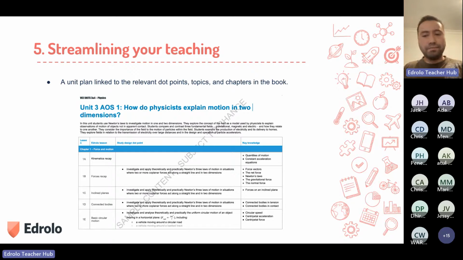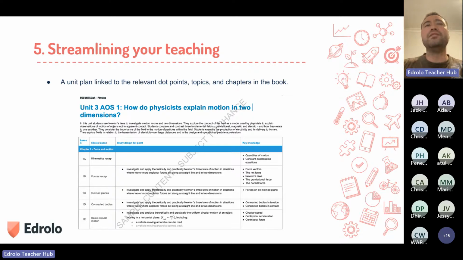The last section I call streamlining your teaching. And this is really just a plug on everything we're trying to do at Edrolo to make the new changes to the study design easier for teachers, so they don't have to think about it. It's all there. And I hope some of my explanations of the new study design have eased any fears that you have, that there aren't really that many changes. It's more just a rejig in content and more applications of the theory in new context.